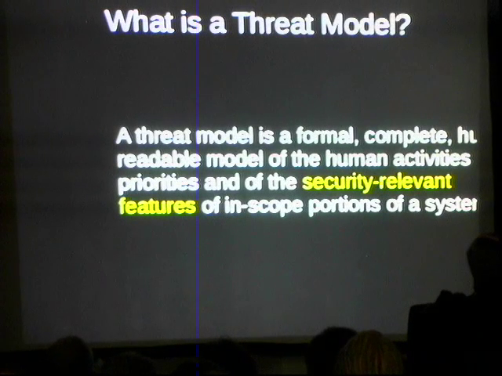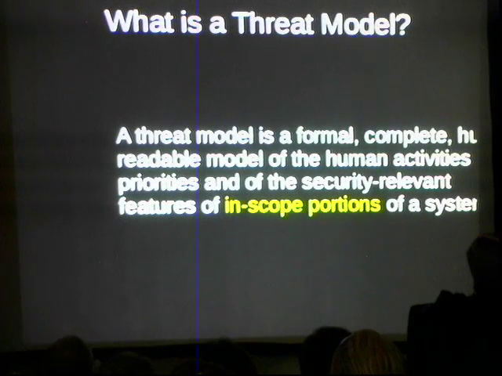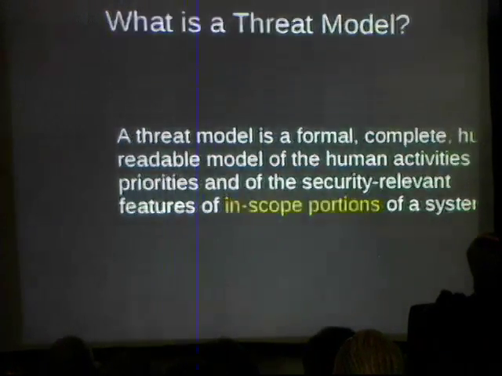It's also a model of the security relevant features of the system, because, for instance, while you may not have a requirement in your system that it deals with passwords, if it does deal with passwords, you probably want to understand the security implications of your auth mechanism. And it's a model of the in-scope portions, because if you say, well, there's a computer connected to the internet, I guess we better start modeling the whole internet, nobody has time for that.